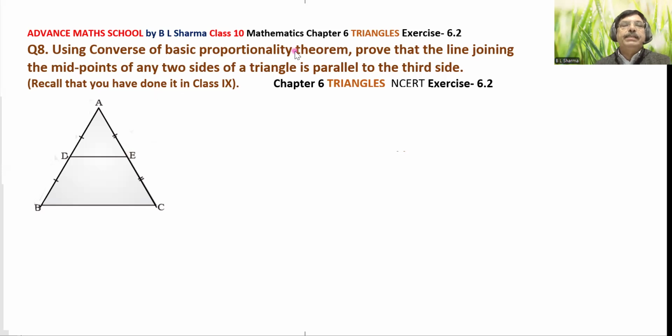Using converse of basic proportionality theorem, prove that the line joining the midpoints of any two sides of a triangle is parallel to the third side.